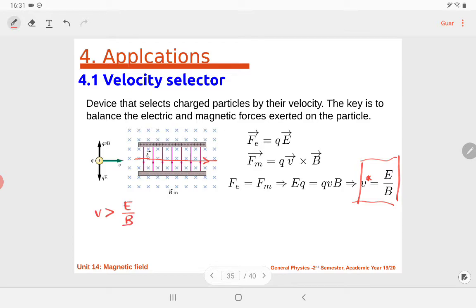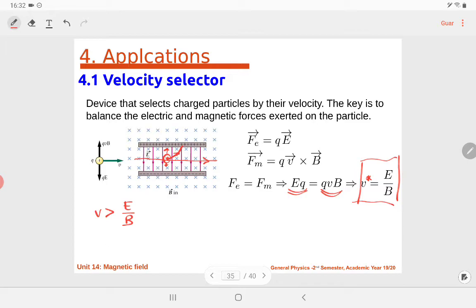In this case, that means that the electrical force is going to be bigger than the magnetic force. And in our example, if there was a positive charge, then the electric force is bigger than the magnetic force, and this is going to be deflected towards the upper part. So the particle is going to end up here.